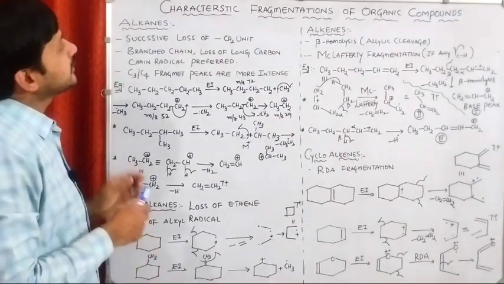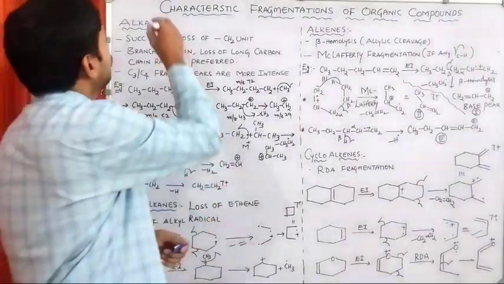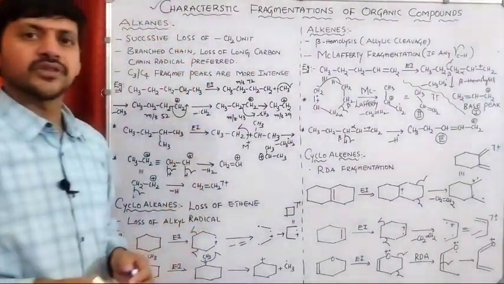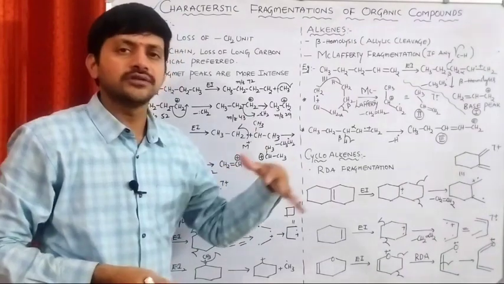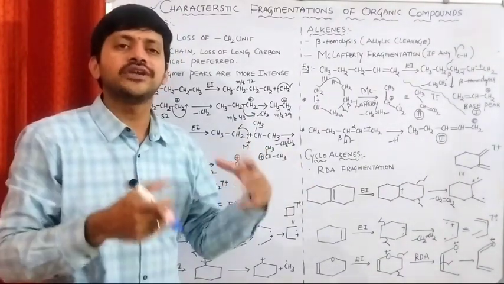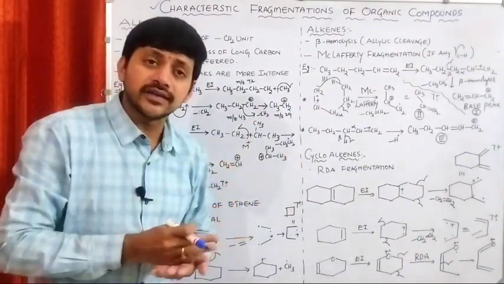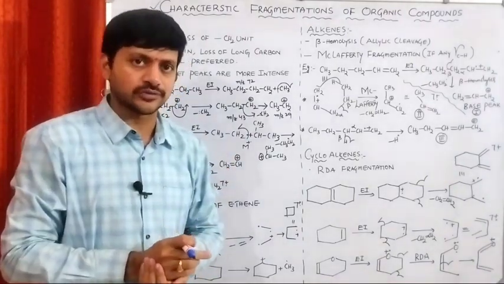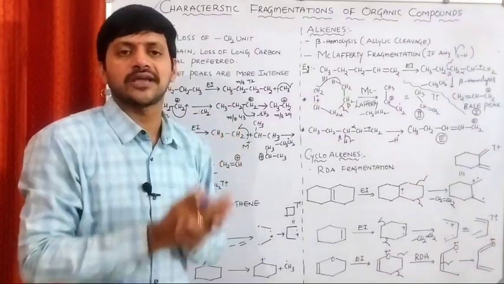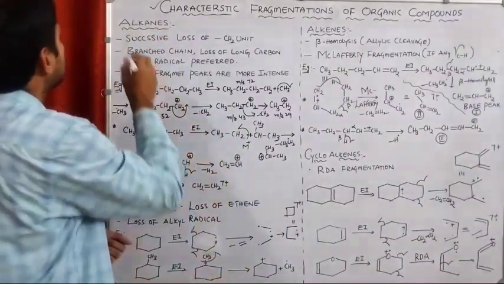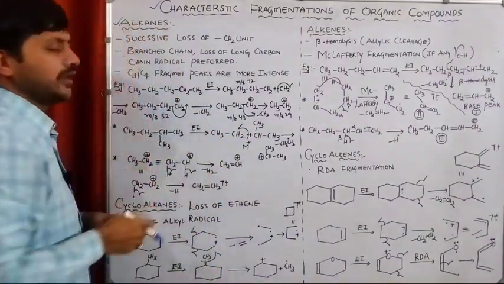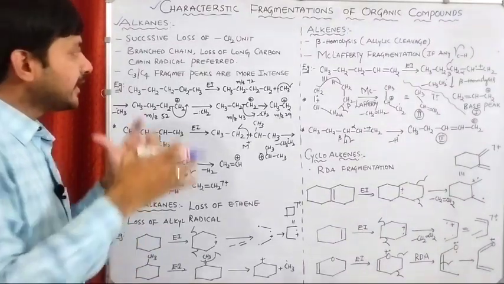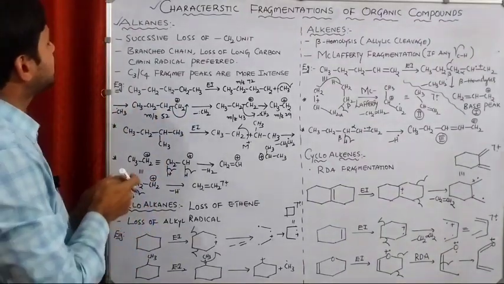Let's start the characteristic fragmentations of organic compounds. From this video onwards, we are going to have a brief discussion on the fragmentation procedures of different kinds of organic functional groups. Let's start with the first type of organic compound, that is commonly called as what? Alkane.